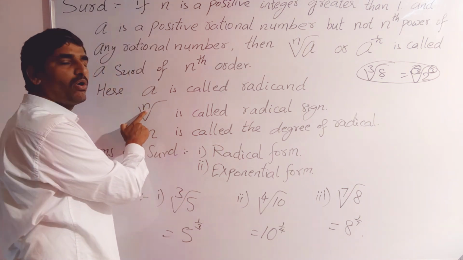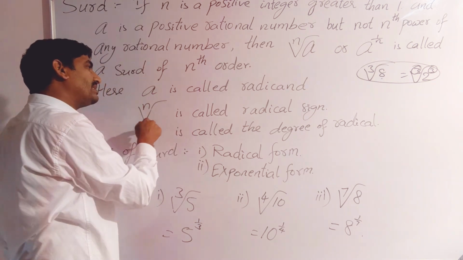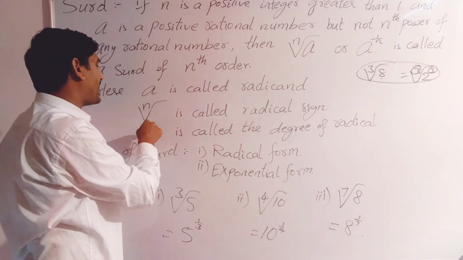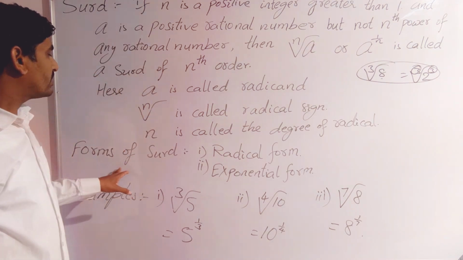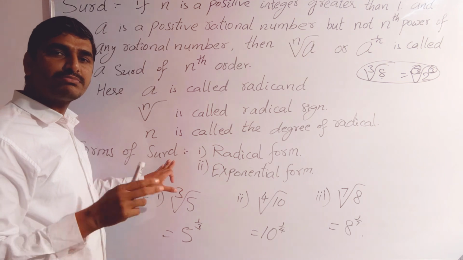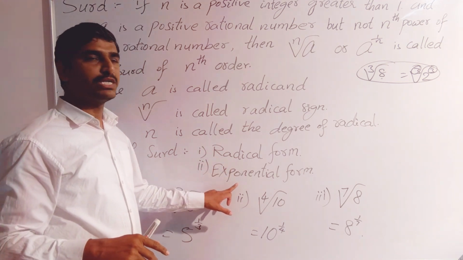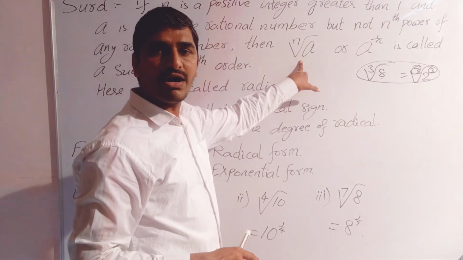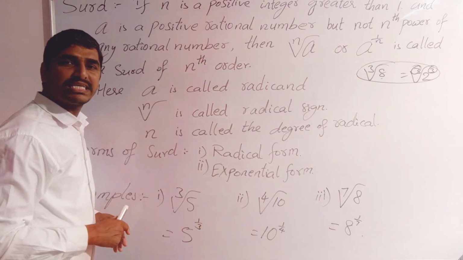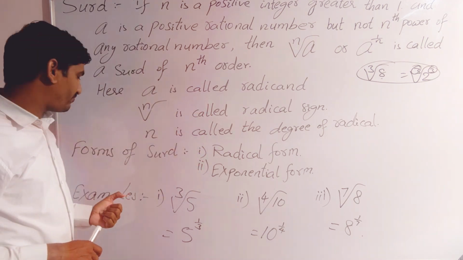Now here n is called the degree of the radical. This is the radical sign. n is called the degree of the radical. There are two forms of surds: one is radical form, another is exponential form. This is the radical form. This is the exponential form. Now we can see examples for the radical form and exponential form.